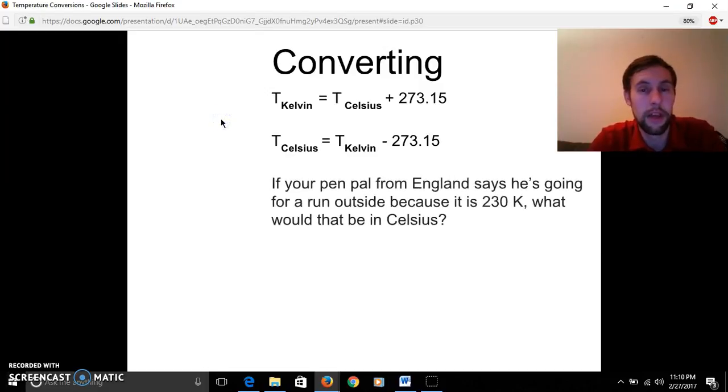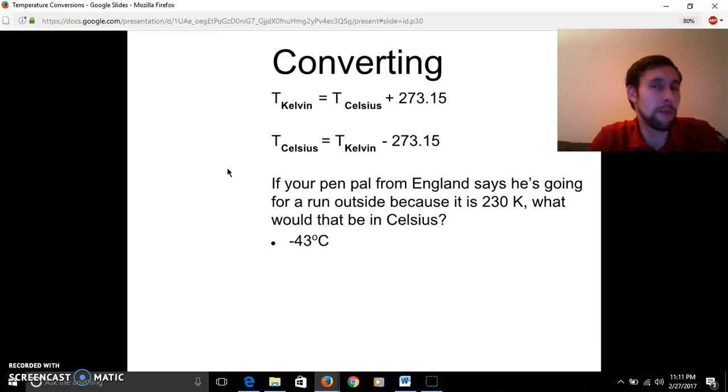So let's say you have a pen pal from England, and he says he's going for a run outside because it's 230 Kelvin. What would that be in Celsius? Well, we've got to do the conversion, got to do the math. We know we've got Kelvin, he's asking Celsius. Because of that, we want to choose this bottom one where it's solving for Celsius. We'll put in our Kelvin temperature here. So we'll take 230 Kelvin minus 273.15, and we're going to get about negative 43 degrees Celsius.